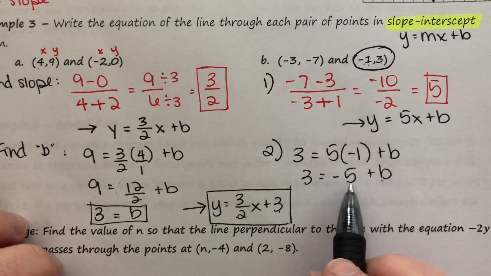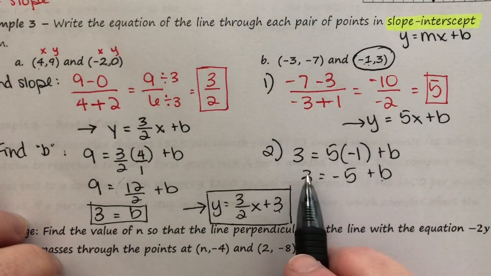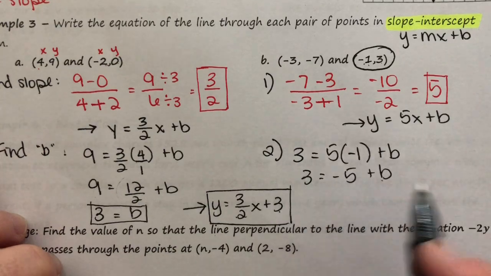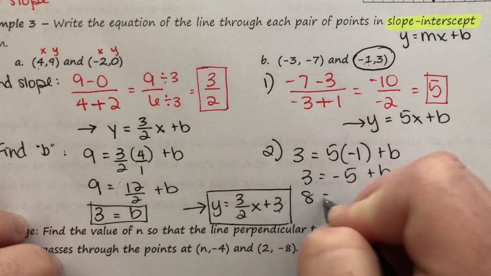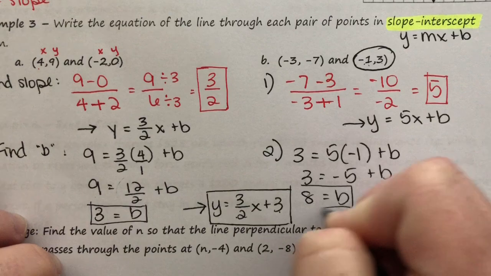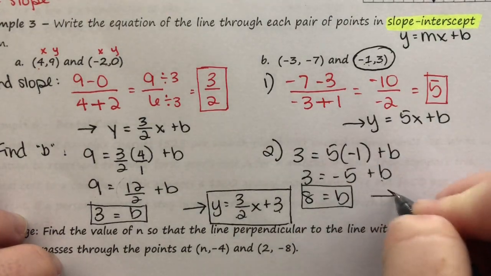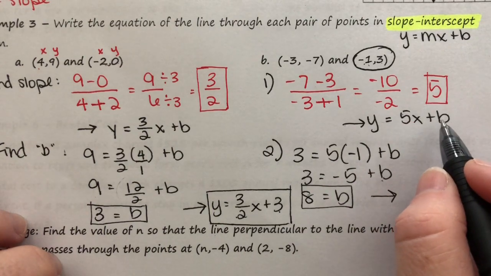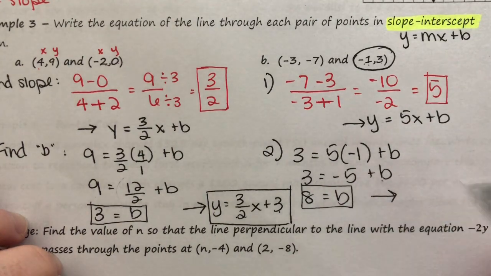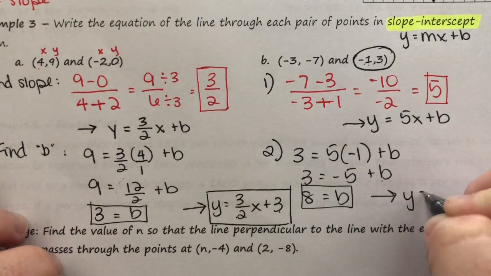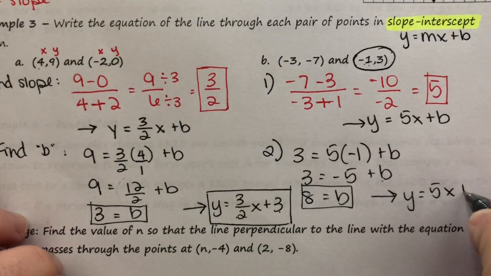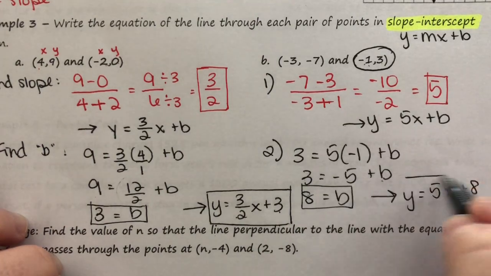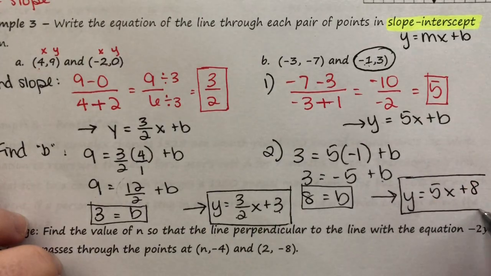3 equals negative 5 plus b. To get b alone, we need to get rid of negative 5, so we're going to add 5 on both sides of our equal sign. And when we do that, we get 8 equals b. But we're not done, because you got to write your equation. So let's take this one up here, y equals 5x plus b from step 1, and add in b now in step 2. Y equals 5x plus 8. That's our final answer.